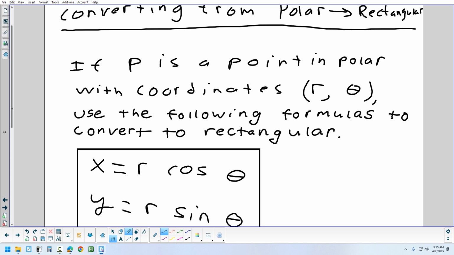Now, there's a trig function we didn't use. Anybody see which trig function we didn't use that we do use quite a bit? We didn't use tangent, and that's because tangent is going to be used to reverse this. And that we'll look at tomorrow. Okay? So tangent converts from rectangular to polar. Any questions on that?